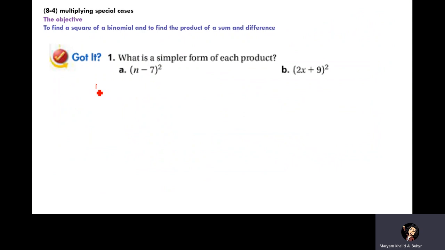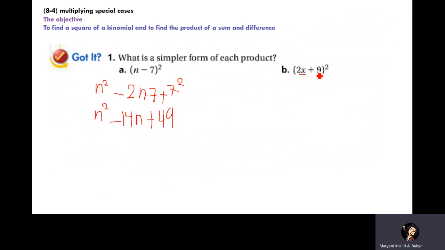So the first number squared, or the first term squared, I always write the last number directly squared, then 2 times the first number. Because I have minus, I will put my minus here. 2 times n times 7. So that will be n squared minus 14n plus 49.